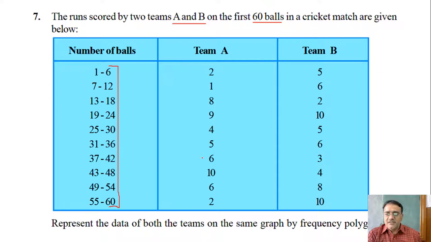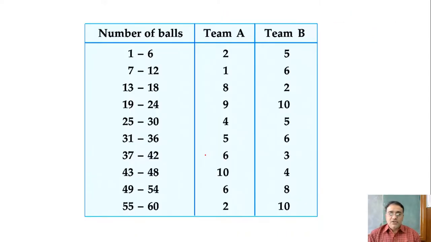Whether it is continuous? No, sir. So we have to make it continuous first. After that, we will find the class mark. So let us make it continuous. So what we have to do? The difference is 1, so 0.5 we have to subtract here. So the first class will be 0.5 to 6.5.